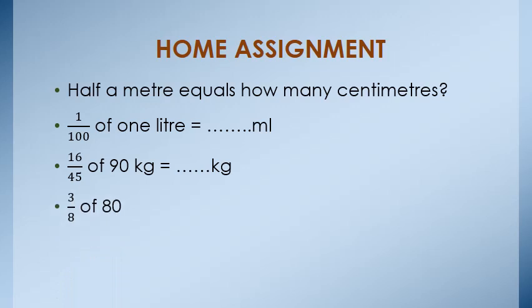Question number 4. 3 upon 8 of 80. Simple, you will find out the answer by simplification and that will be the remaining answer. Question number 5. 3 upon 4 of 3 2 upon 3. Here also first of all you will convert the mixed fraction into improper fraction and then solve further.